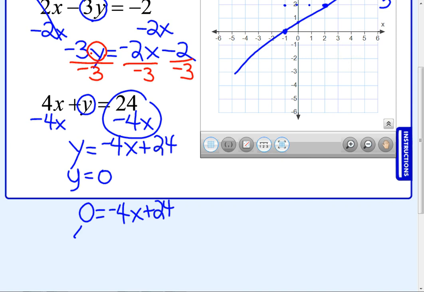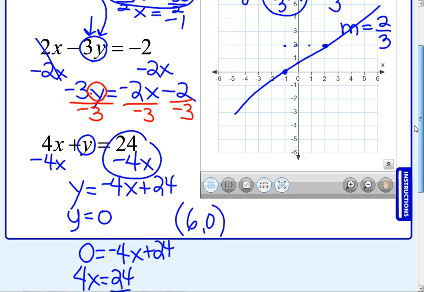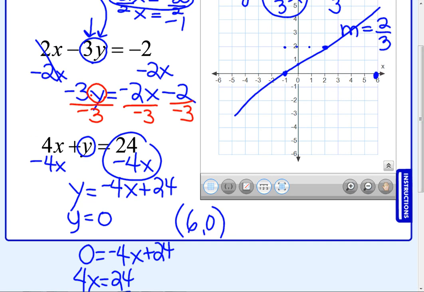What if I add 4x to both sides? 4x equals 24. What's x equal to? 6. So it goes through 6, 0. And let's do Ted's idea again. That's this point right here. And what's the slope?